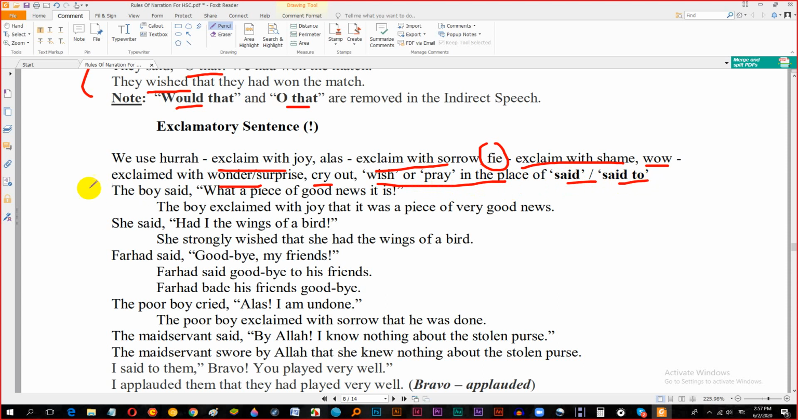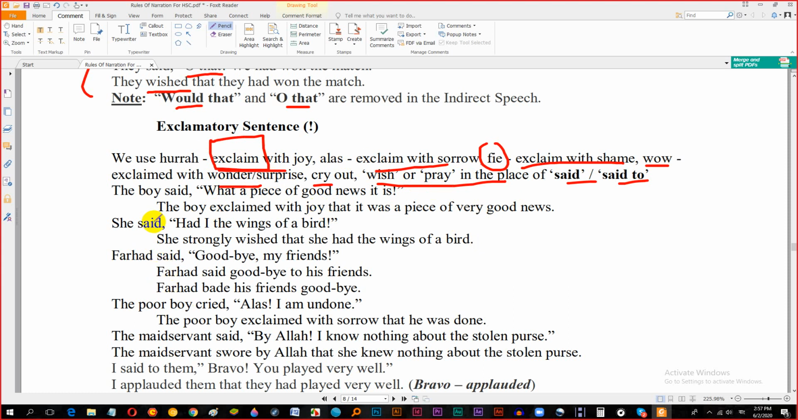Now listen to me. The same rule is applicable. We don't know if someone is crying for happiness or for sadness. We don't know. So then what will we do? We'll just use exclaim. We will not write exclaim with joy or exclaim with sorrow. We'll just write exclaimed that. That will be enough. He exclaimed that. When we don't understand the expression, then we'll just use exclaim that or exclaimed that.